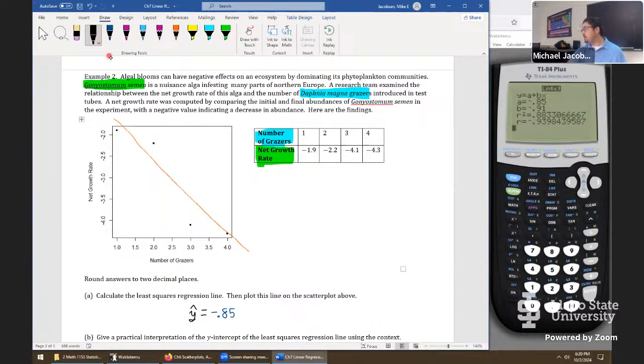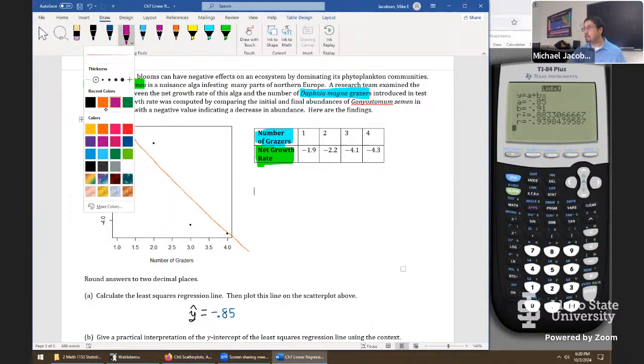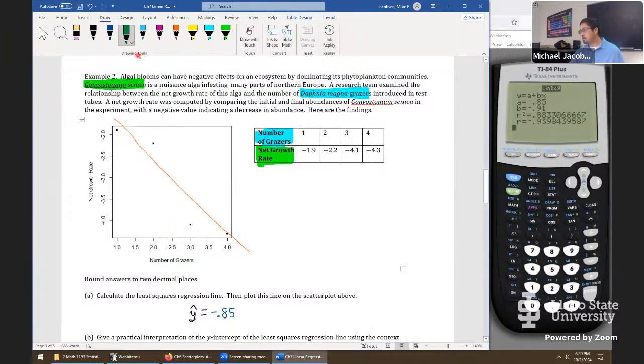Then it's going to go minus, because the B value is a negative 0.91. So minus 0.91 multiplying x. So this is what I would put down on paper after getting this result right here.